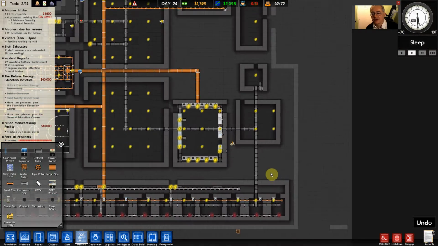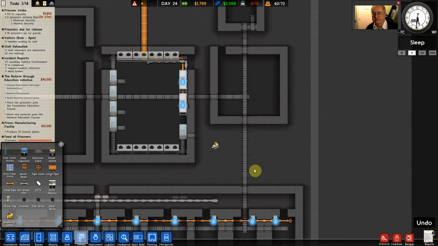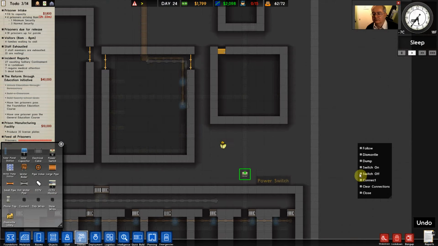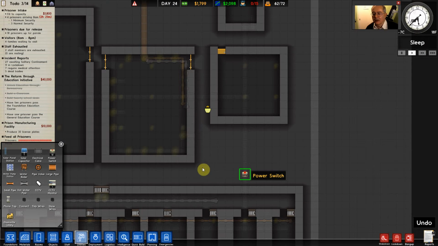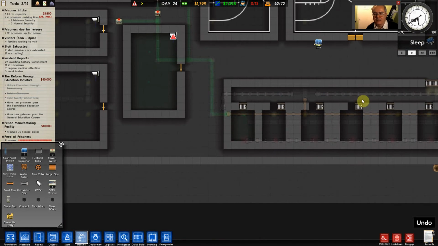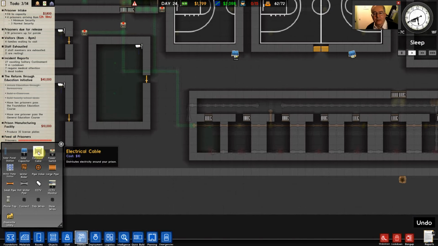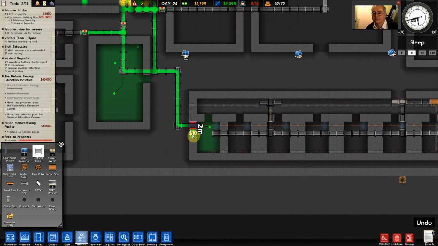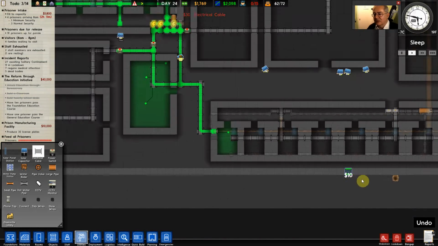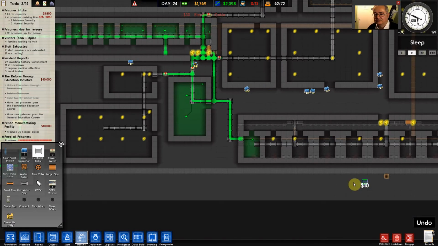So once he's put that in, I'll switch it off. Okay, and I can connect this up. And then all these cells will have some light.